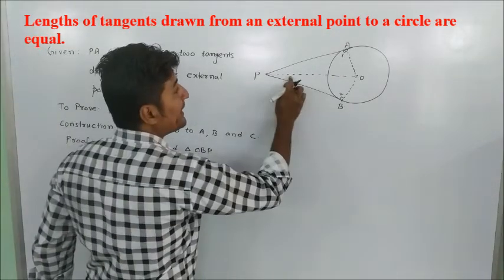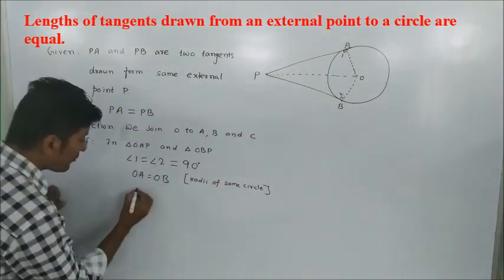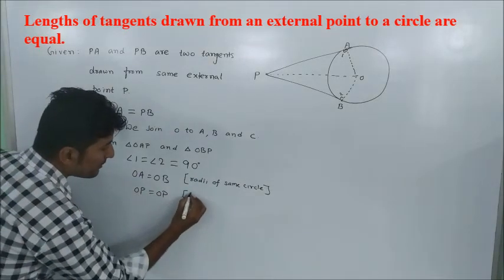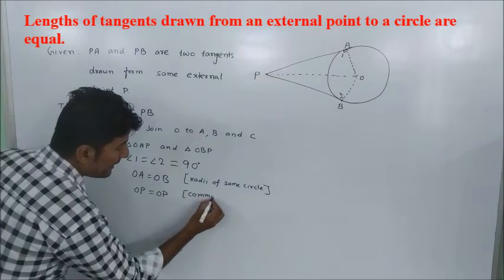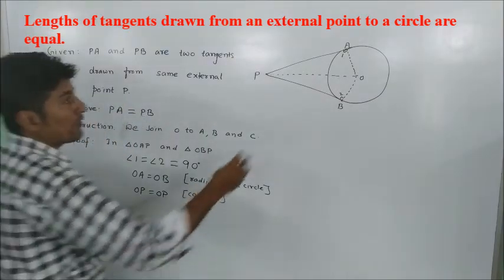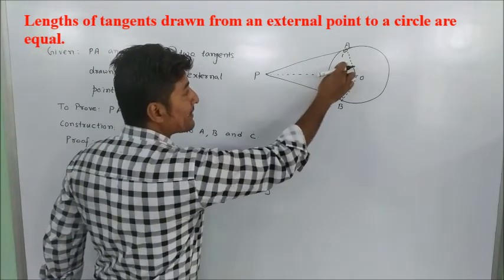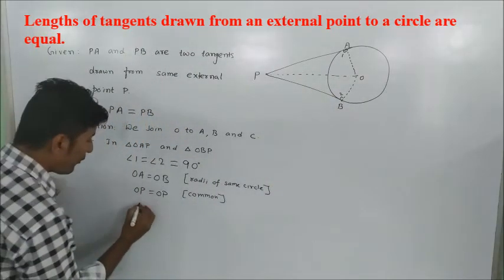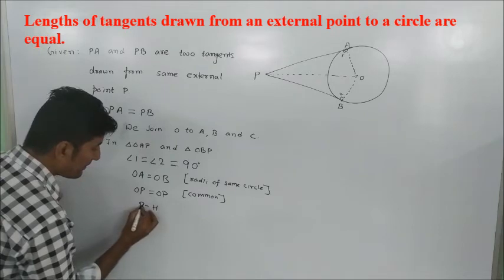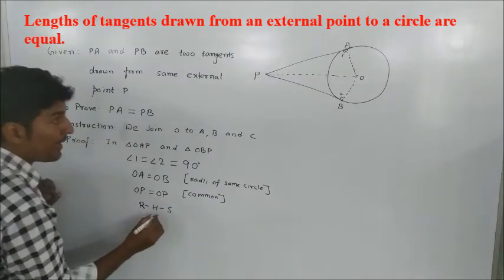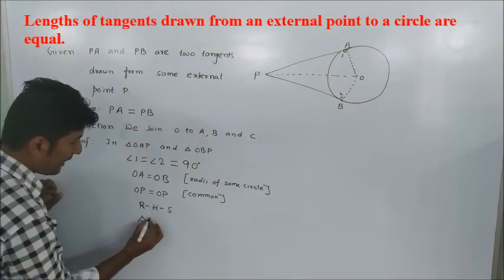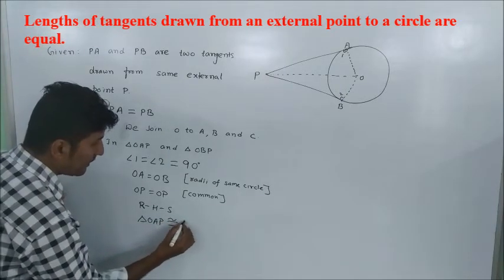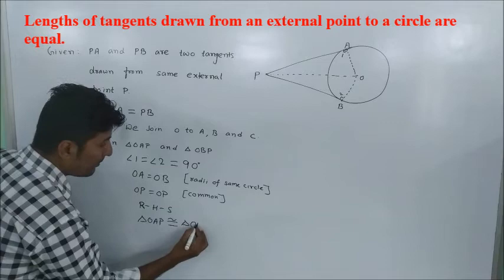Now, OP is common in both the triangles. So here we write OP equals OP. These two are common. Right angle, hypotenuse and side in this triangle; also right angle, hypotenuse and side in the other. So by RHS, triangle OAP is congruent to triangle OBP.